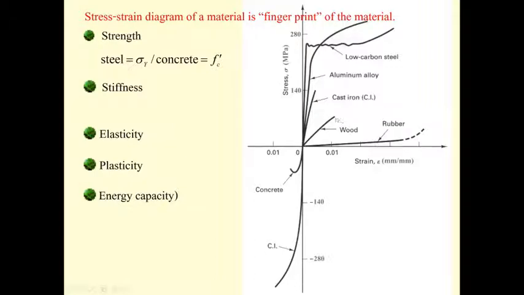And the wood is going to be stiffer than the rubber. The cast iron is stiffer than the wood. The aluminum alloy is stiffer than the cast iron. And the low carbon steel is the stiffest one.